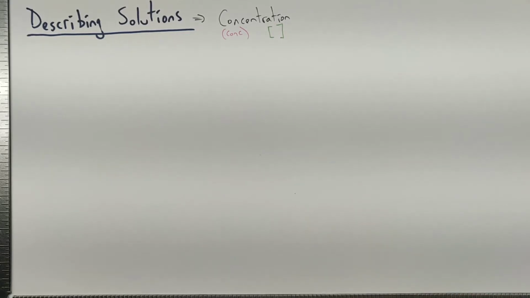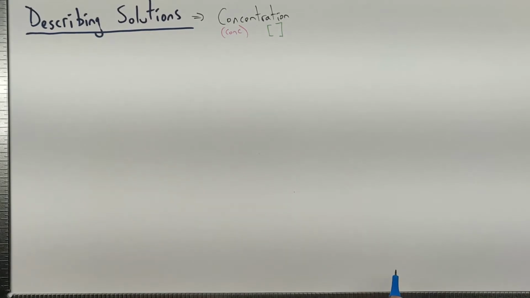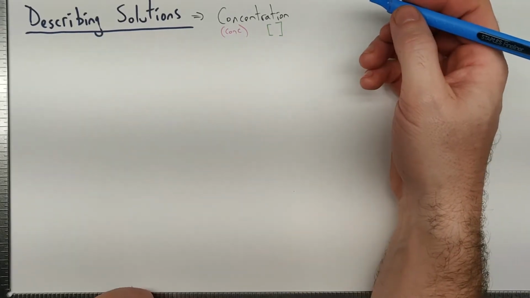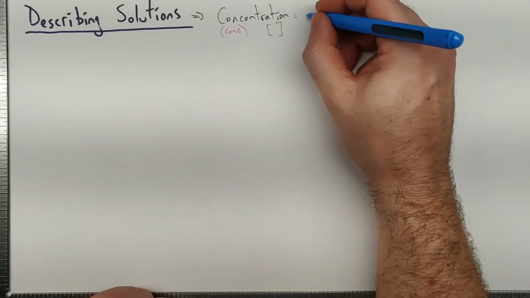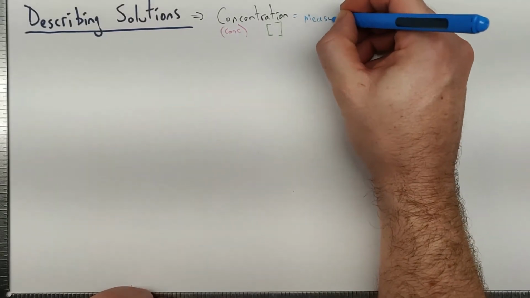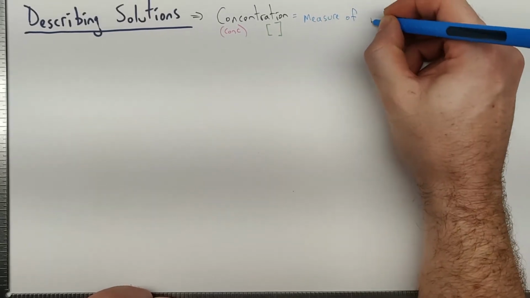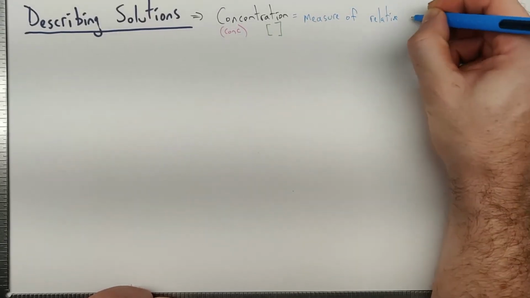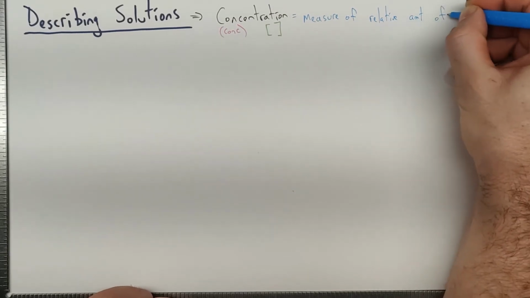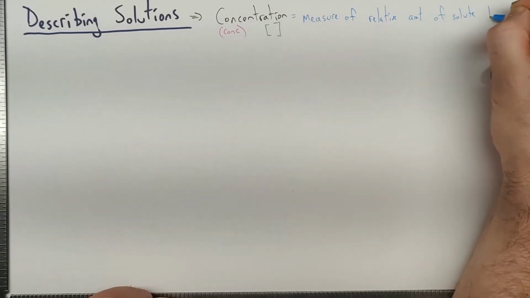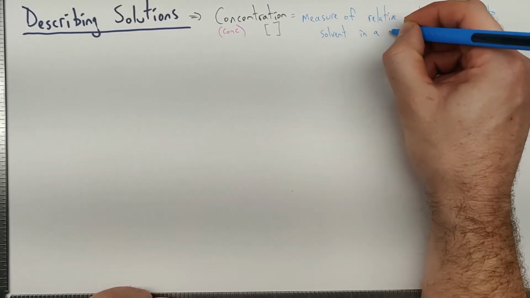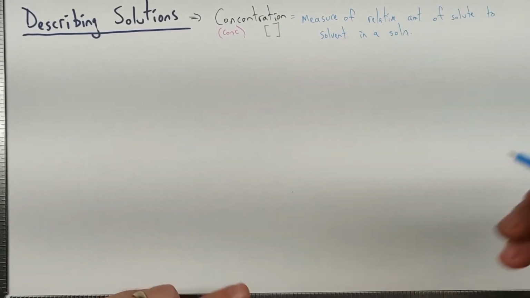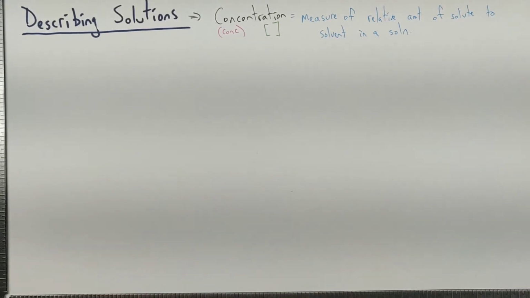Well, we said a minute ago that we needed a way to describe how much stuff you had in there, how much stuff dissolved or dissociated, and we'll have specific vocabulary for that. Right now, though, our root definition of concentration is just a measure of the relative amount of solute to solvent in a solution.